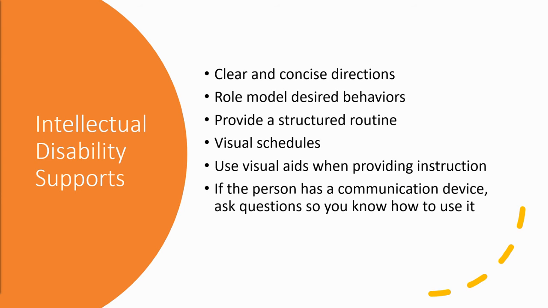So some supports for a child with an intellectual disability are to make sure you're giving clear and concise directions for activities and tasks, role model desired behaviors so that they have an example of what they should be doing, provide a structured routine with visual schedules, and use visual aids when providing instruction. And if they have any sort of communication device, ensure that you know how to use it and that you're using it effectively to facilitate their communication.